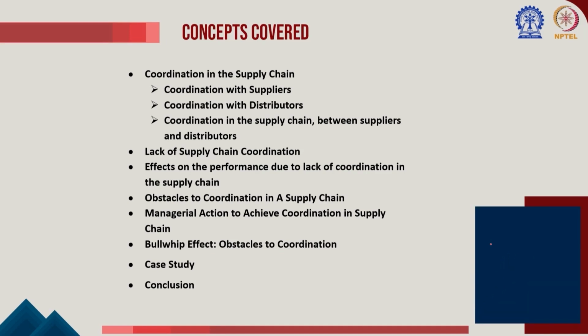So we will talk about the coordination among all these three players, then we will see where we are lacking as we are talking about supply chain coordination, and what will be the effect on the performance when we are not coordinating throughout our one system, and we will talk about what are the obstacles we need to tap when we are talking about coordination in supply chain, some managerial actions how we can improve on that, and then we will specifically talk about the bullwhip effect as one of very big obstacle to coordination. We will end this session with a couple of cases.